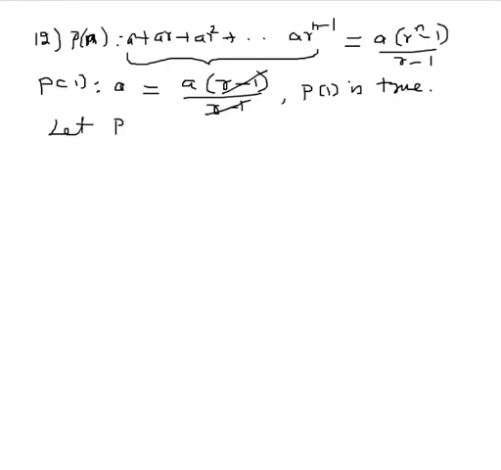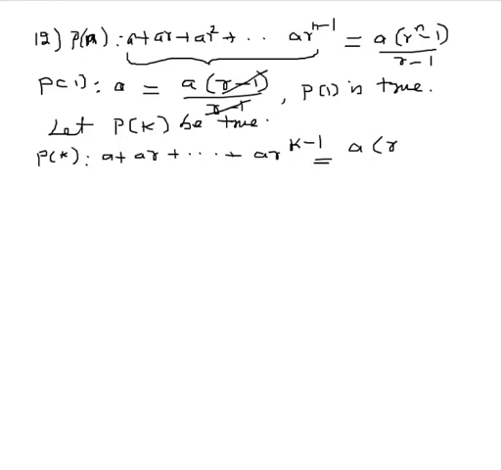Let P of k be true. This is our induction step. And P of k statement is a, ar, ar square, etc., ar power k minus 1 is equal to a times r power k minus 1 divided by r minus 1.